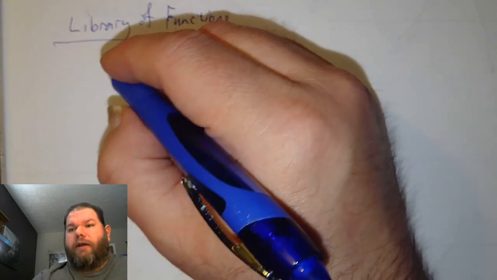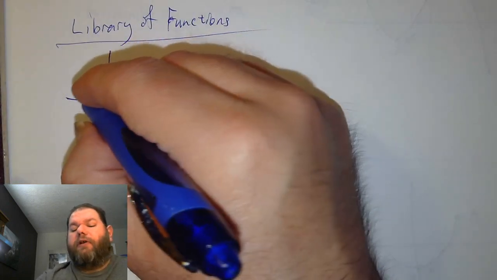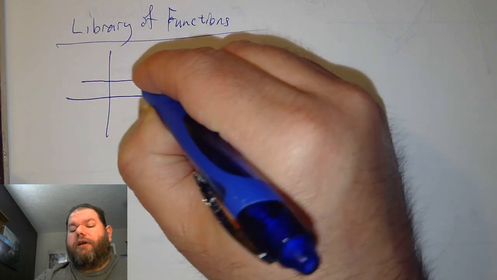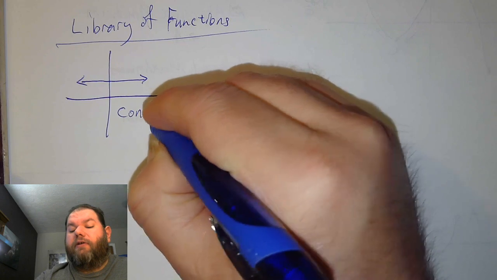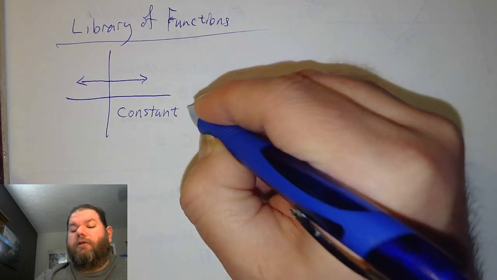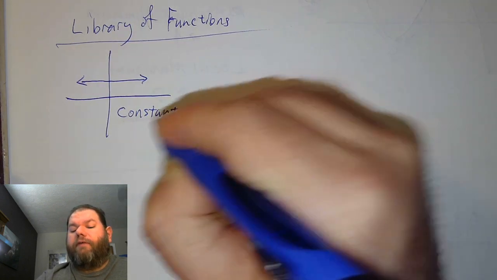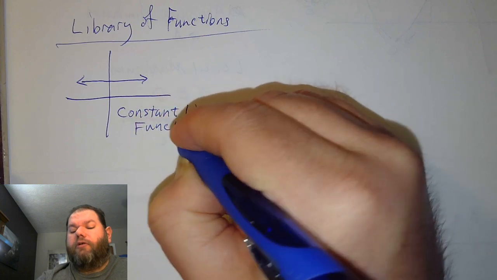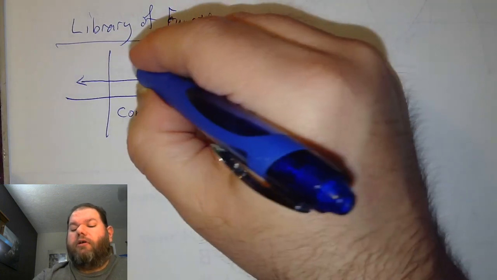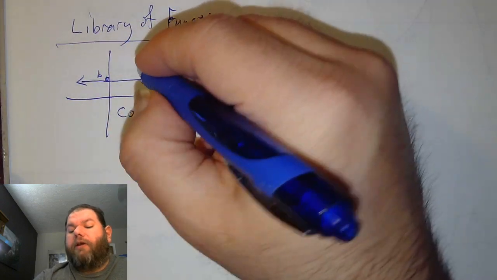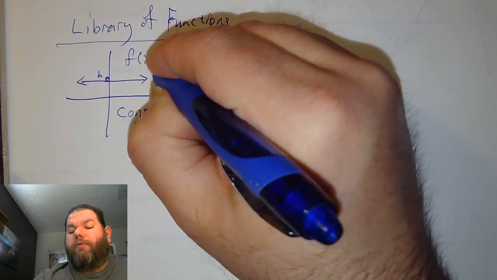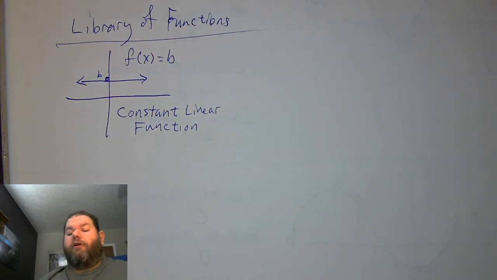There are multiple linear functions we could use. If we have a horizontal line, for instance, this is called a constant linear function. Whatever the y-intercept is here, call it b. We'll have f of x equals b as our function notation there.